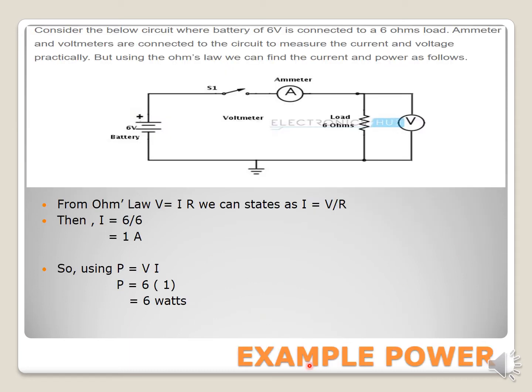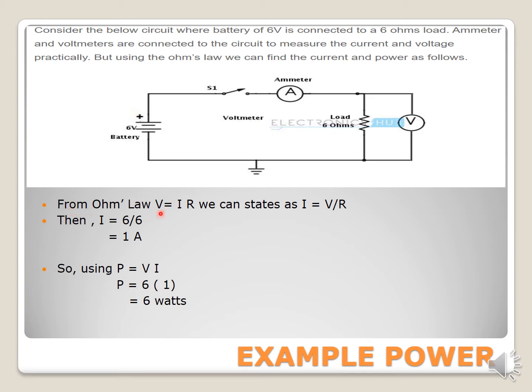So this is an example of how we calculate the power. Consider the below circuit where a battery of 6 volt is connected to a 6 ohms load. Ammeter and voltmeters are connected to the circuit to measure the current and voltage practically. But using Ohm's law, we can find the current and power as follows.